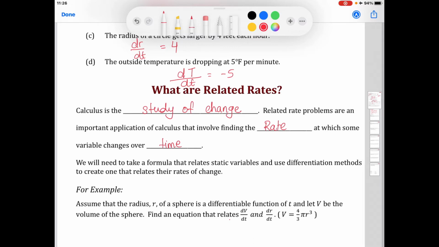What is happening to a given variable with respect to time? So we will need to take a formula that relates static variables and use differentiation methods to create one that relates their rates of change. The static variable is something that doesn't change.